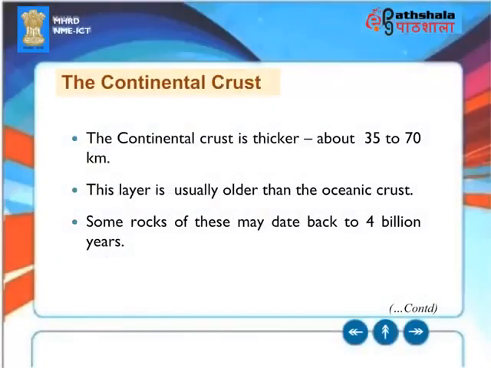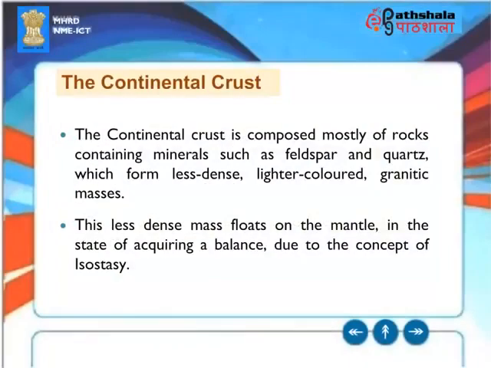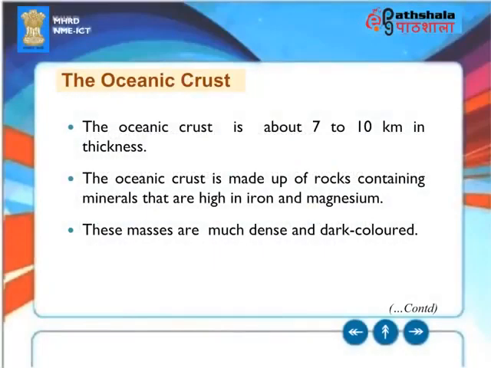The continental crust. The continental crust is thicker, about 35 to 70 kilometers. This layer is usually older than the oceanic crust. Some of its rocks may date back to 4 billion years. The continental crust is composed mostly of rocks containing minerals such as feldspar and quartz, which form less dense, lighter colored granitic masses. This less dense mass floats on the mantle in a state of balance due to the concept of isostasy.